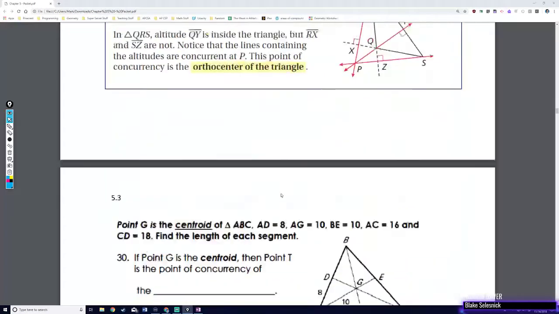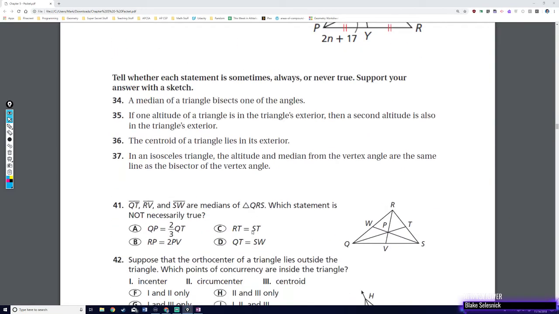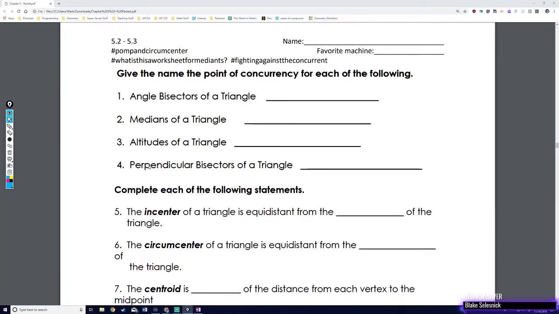You mean the review, and that was 5-1 and 5-2, Alex? Or 5-2 and 5-3, I should say. This one, the one that was part of this.